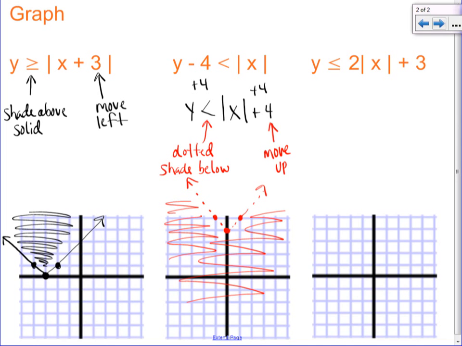Okay, this one already has y by itself, so let's just talk about what each of these things are doing. What does this tell us? Solid. And where are we shading? Shade below. What does this 2 do to the graph? Good. Not move. More. And where does this go?